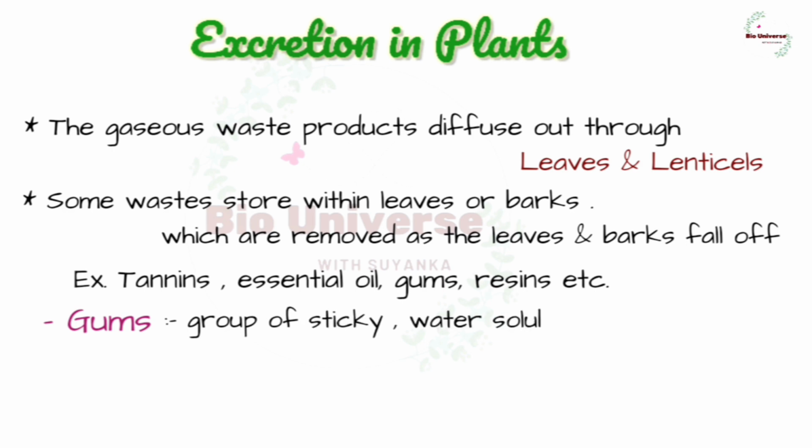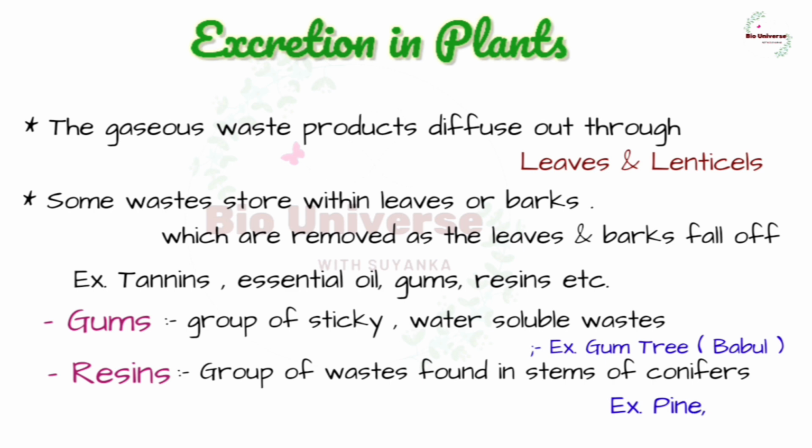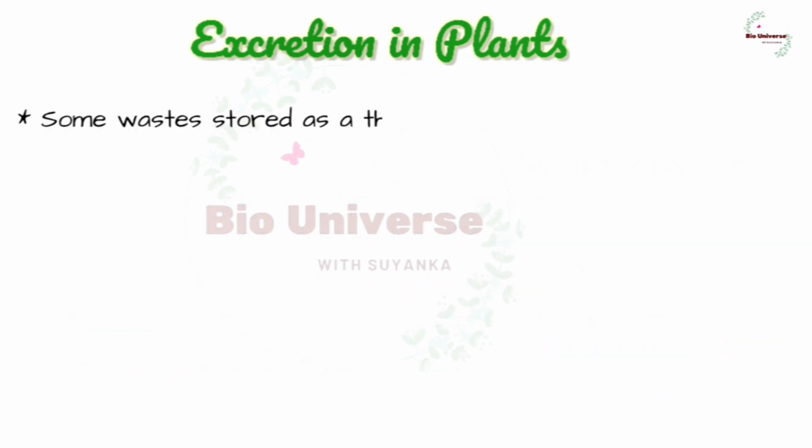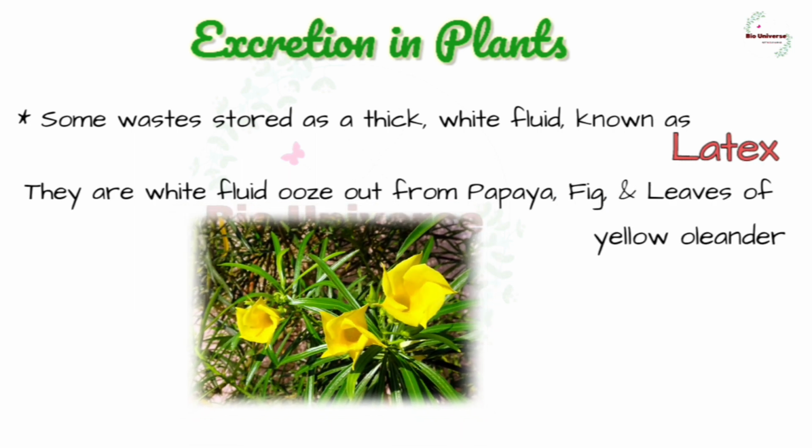Gums are a group of sticky, water-soluble waste found in the common gum tree bulb. Resins are another group of waste found commonly in the stems of conifers, for example pine and fir. Some plant wastes are stored as a thick white fluid. You may have seen a white fluid ooze out when you pluck a papaya or a fig or the leaves of yellow oleander, also called pila kaneer. This white fluid is called latex.